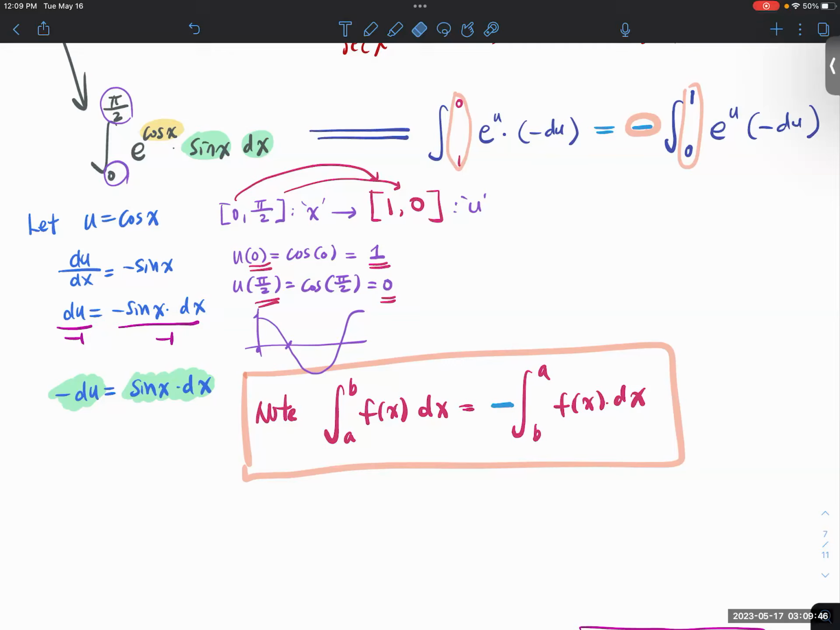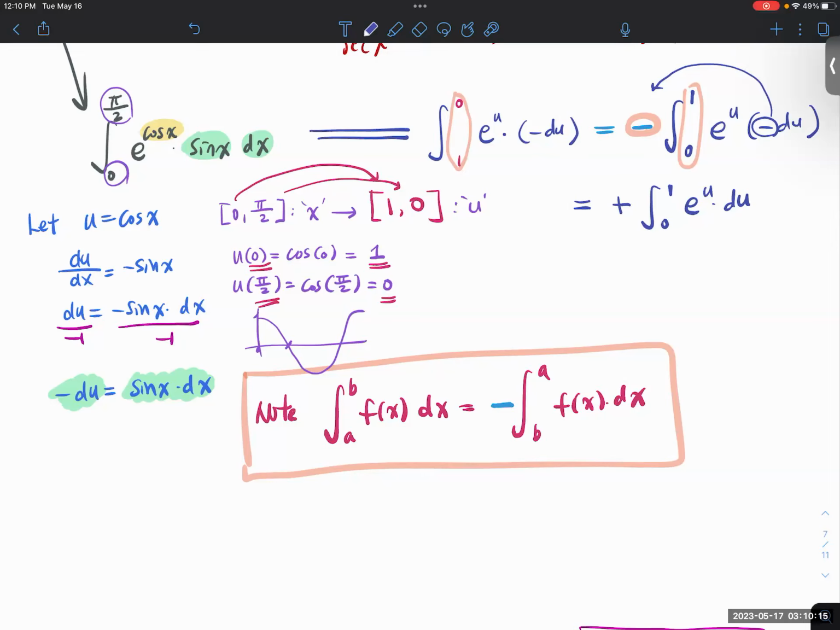Because 0 goes to 1 and pi over 2 goes to 0, that means exactly from 1 to 0, but that doesn't make sense. So according to the note, we need to add a negative in front so we can have a better order from 0 to 1. Got you. So that's something please consider. And now we're going to do the work. Bring this negative to the front. So the double negative changes to positive, the integral from 0 to 1 of e to the u du.